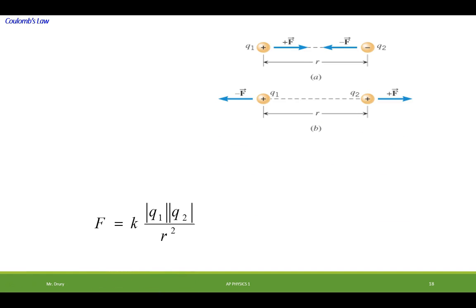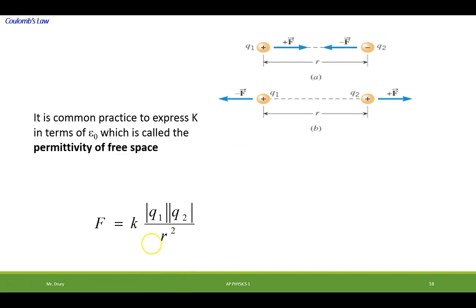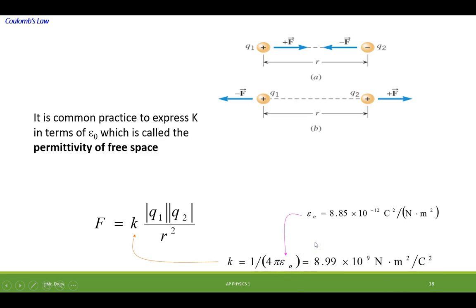Okay, let's look a little closer at this equation. Sometimes this constant here is expressed in what's called permeability of free space. We're not going to really deal with it in our class, but I just wanted to introduce it to you in case you see it again, where K can be expressed as 8.99 times 10 to the 9th newton meters squared per coulomb squared, but it can actually be 1 over 4 pi epsilon naught, where epsilon naught is this term here. In this class, you're not going to have to worry about it too much, we're going to be using this term here for K.